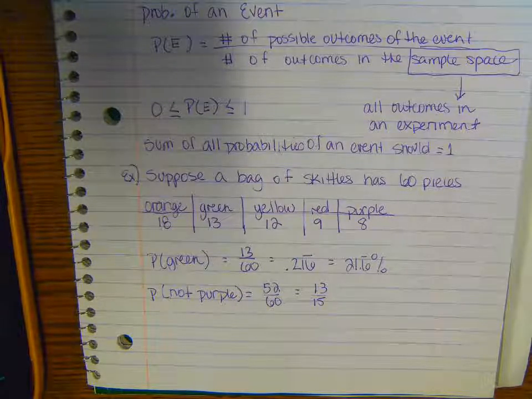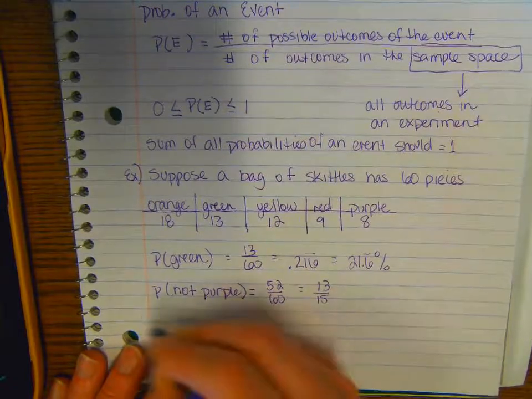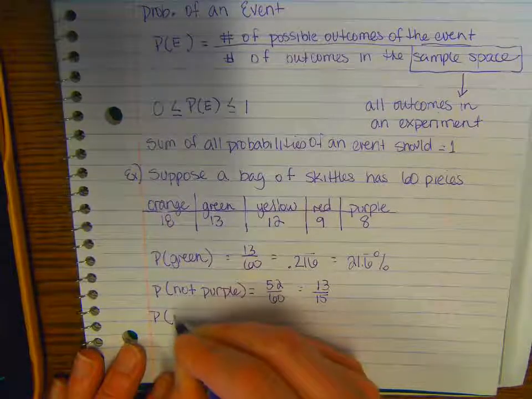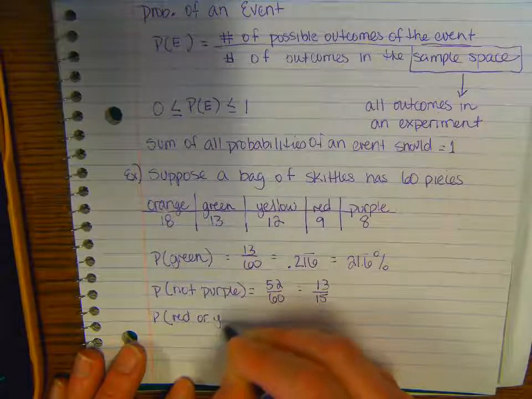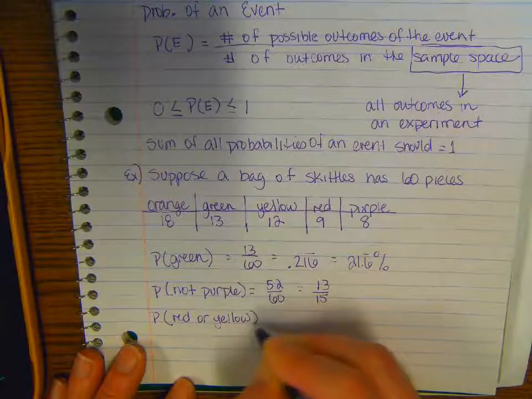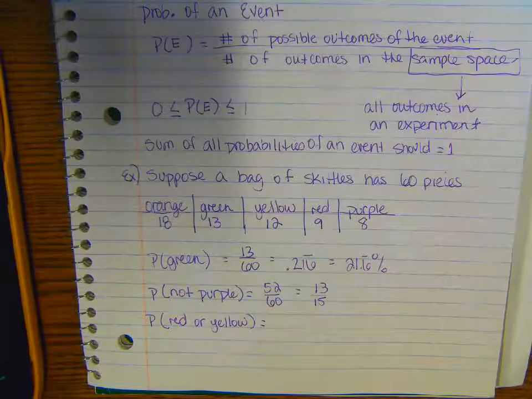Okay, let's just do one more, just so you see how this works. How about the probability that you get red or yellow? You don't have a preference. You're still pulling one Skittle out of the bag, but what's the probability that it's red or yellow? So what would you do to figure out that?